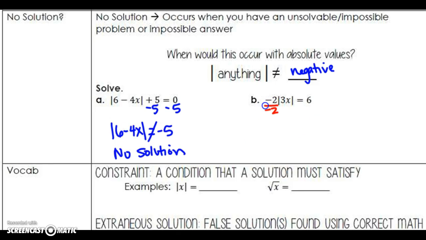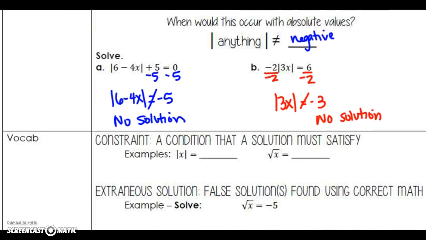Over here, divide to get that absolute value alone, because we know that's always our first step. And we get negative 3. Uh-oh. Again, absolute value cannot equal a negative. Distance is never negative, so no solution. Not possible. All right, little vocab here.